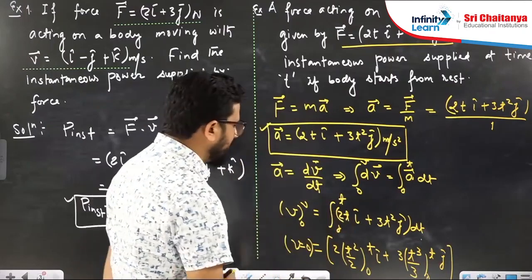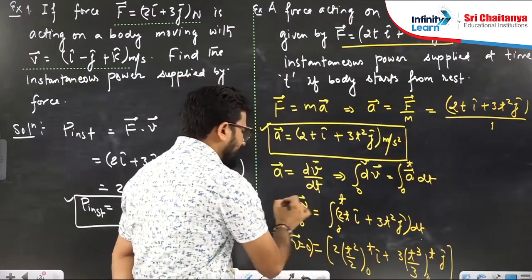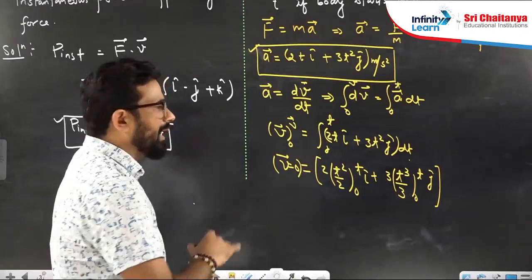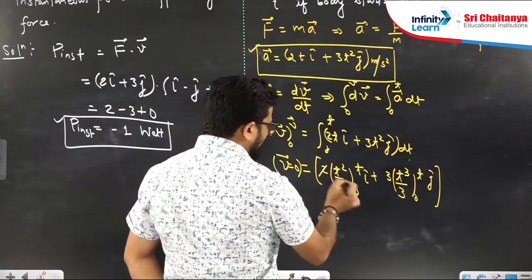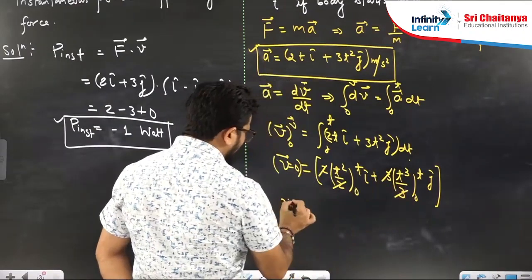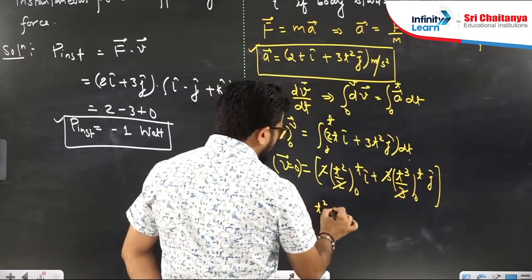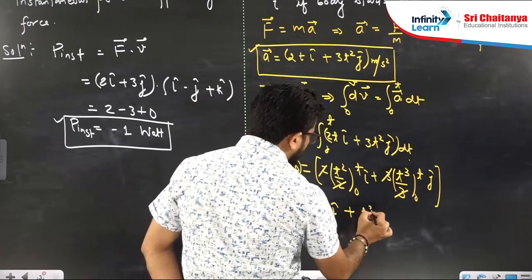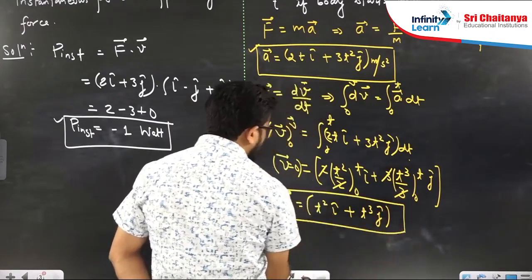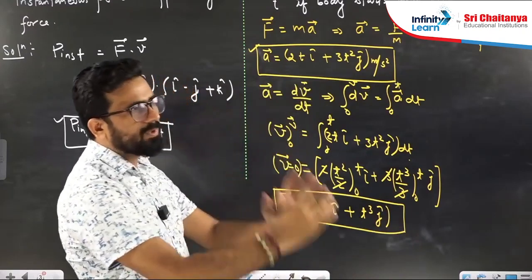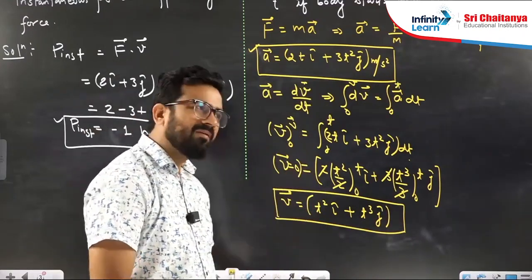This is a very basic thing we can write. Now up to this part, we know this part. Now put the value, you will understand. The 2 is cancelled, 3 is cancelled. That means velocity would be equal to t square i cap plus t cube j cap. That's it. Up to here you have to calculate. Now we know the velocity, we know the force. Just put the dot product, you will get the final answer.